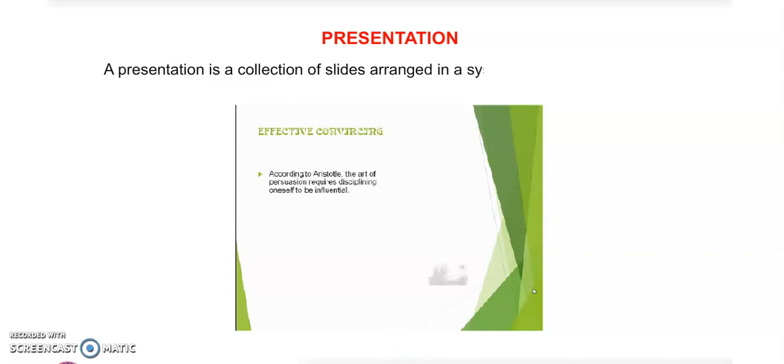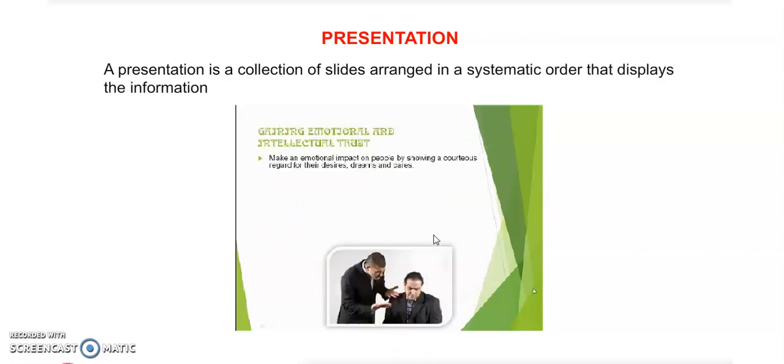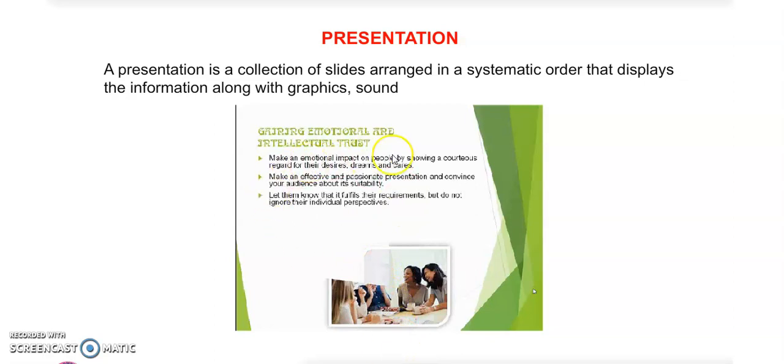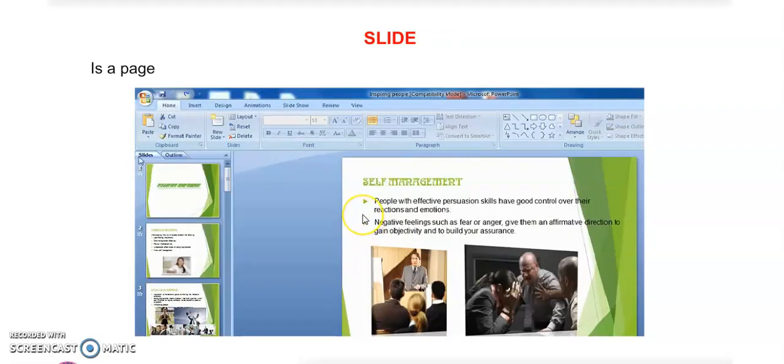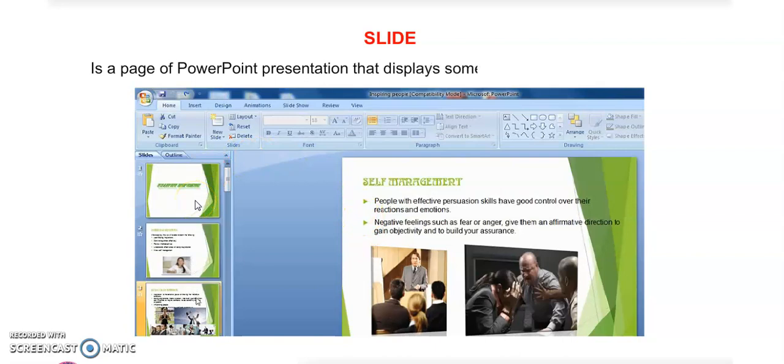It is a collection of slides arranged in a systematic order that display the information. You can see the preview. This is the presentation slide and we can see the information written on it, and it is also displaying the text with beautiful background colors, different sizes, and with this beautiful pictures, graphics, and we can add different sounds and videos also with our presentation and animation. So what is a slide? It's a page of a PowerPoint presentation that displays some information about a brief topic.